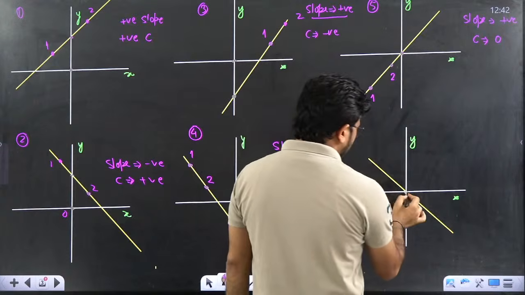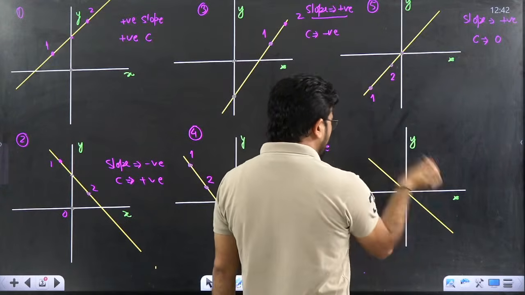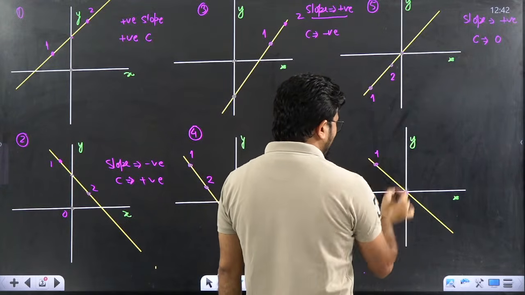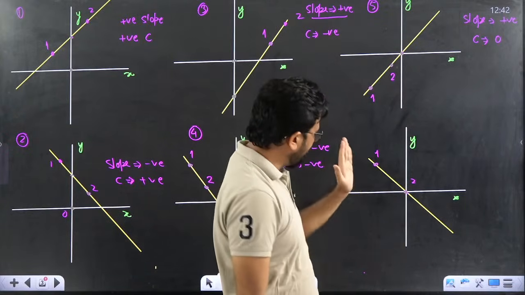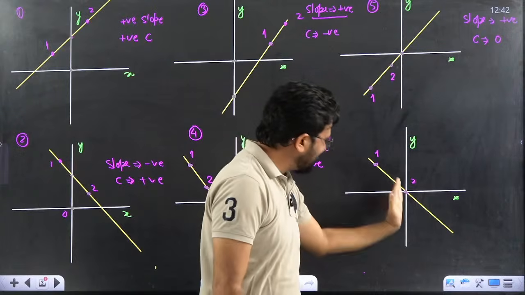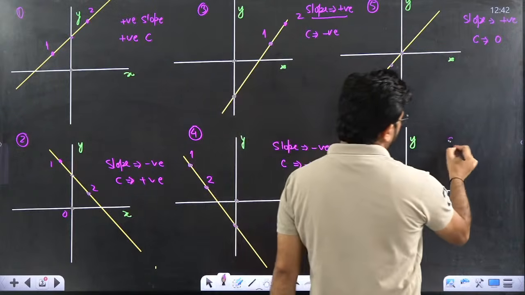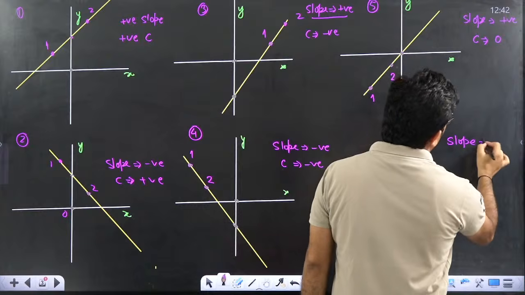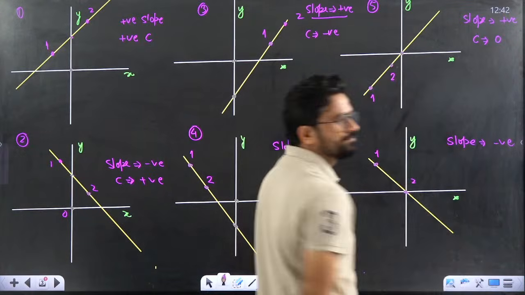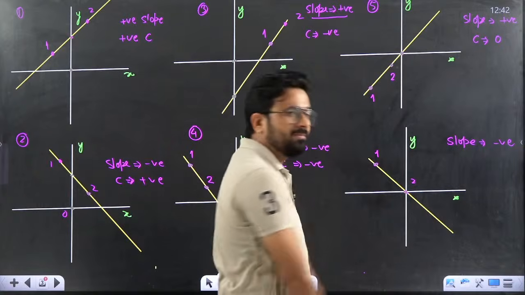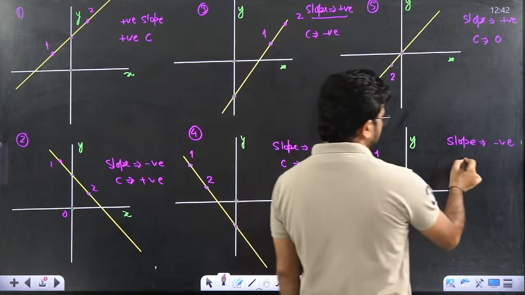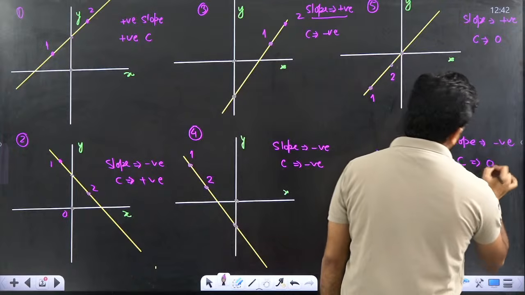Come to here. You check it. Any 2 points you can choose. Suppose this is 1 and this is 2. When you are moving left to right, height is decreasing. Height decreasing means slope is negative. Again see here, it is cutting the y-axis on the origin. On the origin means C value is equal to 0.